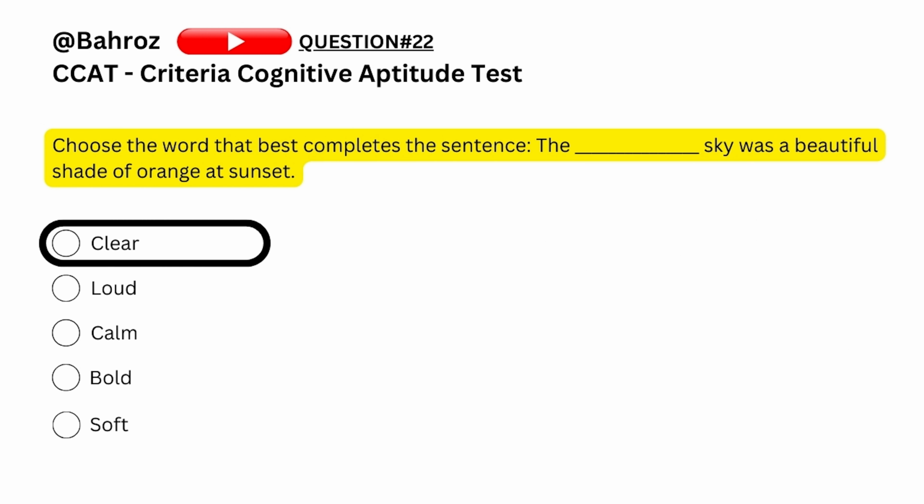Next question, choose the word that best completes the sentence. The dash sky was a beautiful shade of orange at sunset. It's typically a clear sky. If it's cloudy, you won't be able to see the sunset. So clear is our answer.